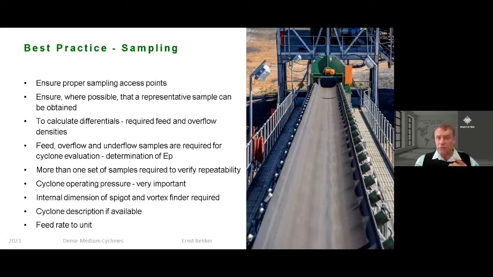Operating pressure of the cyclone is very important when you do analysis around the cyclone, evaluating the efficiency. Check the pressure, because if you get strange results, that's one of the parameters that suppliers would refer to, to see if there's a problem. The internal dimensions of the spigot and vortex finders are required during that operation. And then if possible, if there's a cyclone description, that would also be useful. And then the feed rate to the unit. This is the type of information that's required so that you can evaluate the efficiency of the cyclone to the best of your ability.